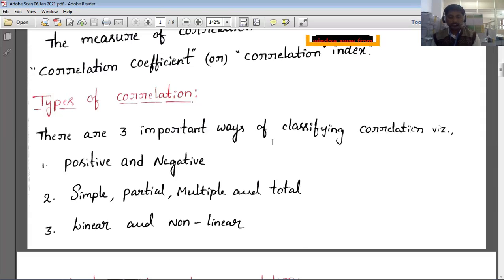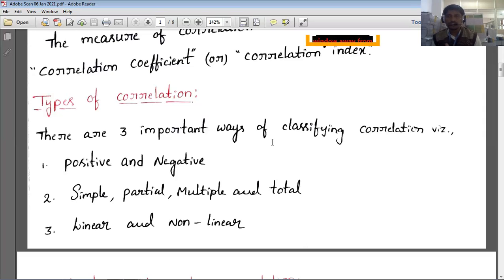Clear about it? Simple is only discussing two variables. Partial correlation is, except for some variables, we discuss only a few variables. It means we discuss the dependent, and we don't discuss more than one independent. And multiple, in the sense, we discuss more than two variables. So 3, 4, 5 variables we discuss, that we will say is multiple correlation.